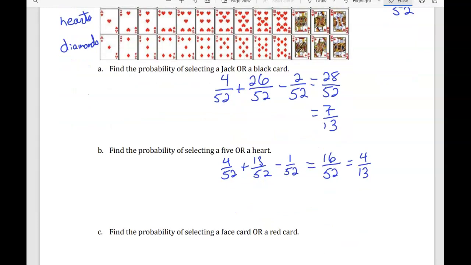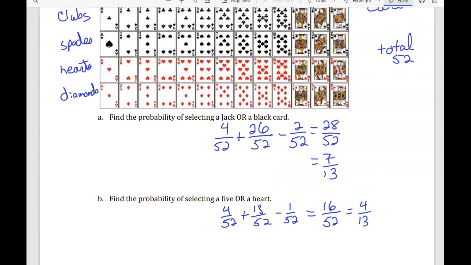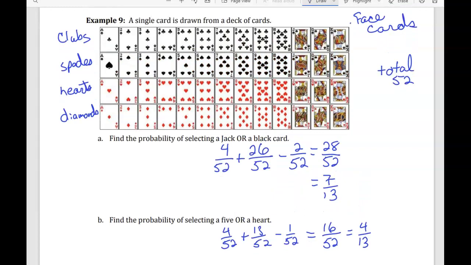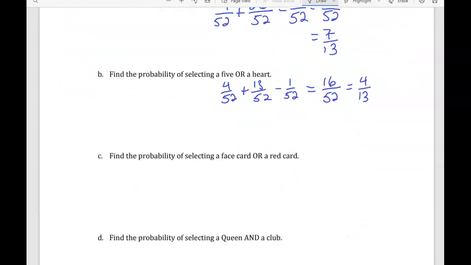And then I want to select a face card or a red card. So my face cards are here. There's 12. And my red cards are here, which are 26. And you'll notice that I overlap 6. So I have 12 out of 52 plus 26 out of 52 minus 6 out of 52, which will give us 32 out of 52, which simplifies into 8 over 13.